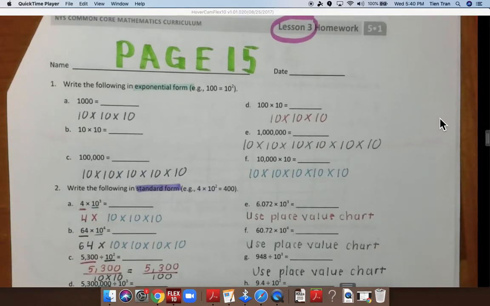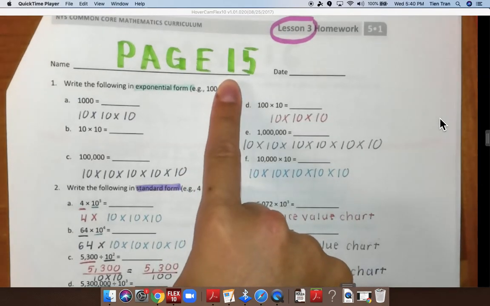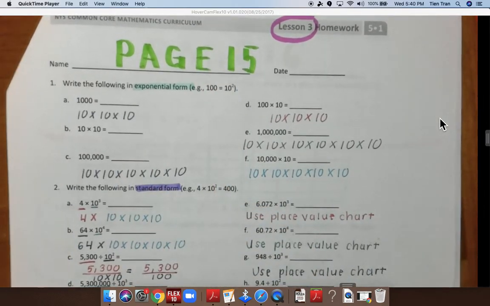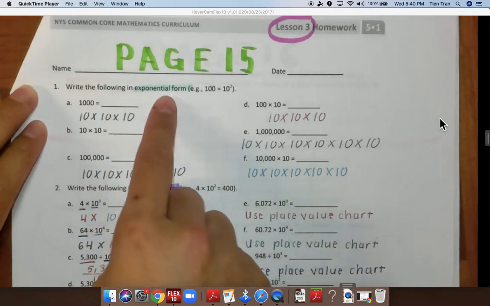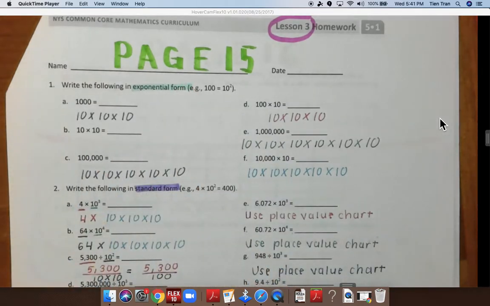This is lesson number 3, homework. We are on page 15, so make sure you are turning to page 15. For problem number 1, they ask you to write the following in exponential form. As we talked about previously, exponential form means that you are multiplying your numbers to the power of 10.